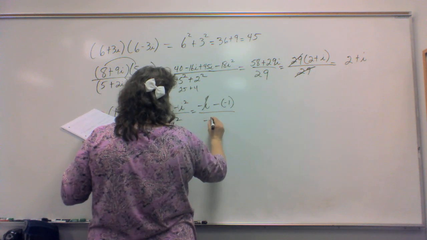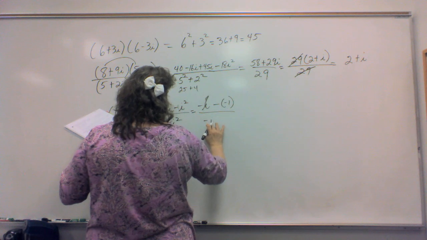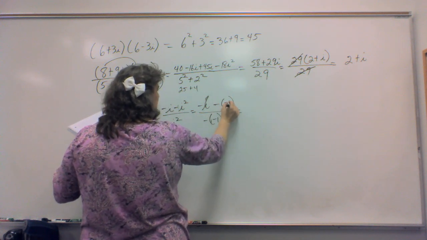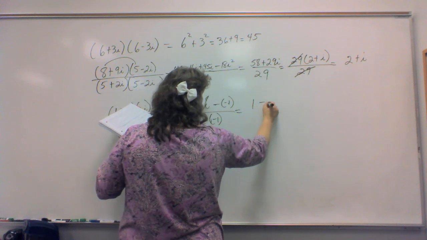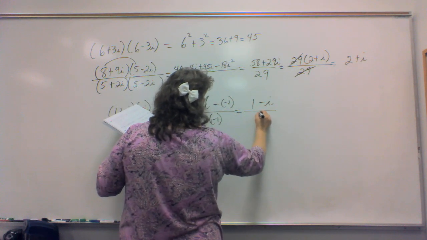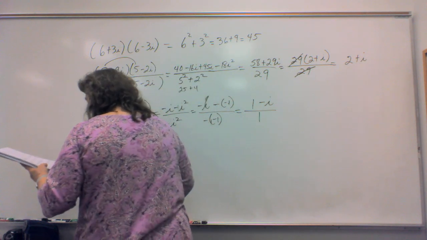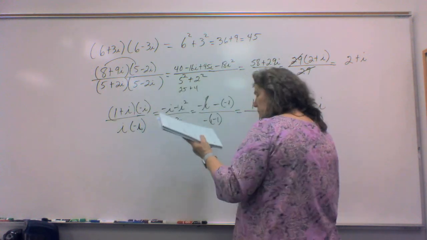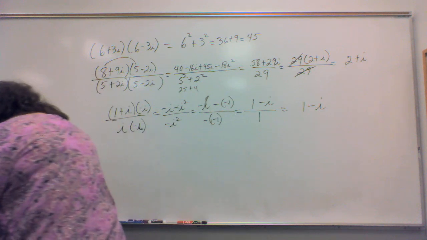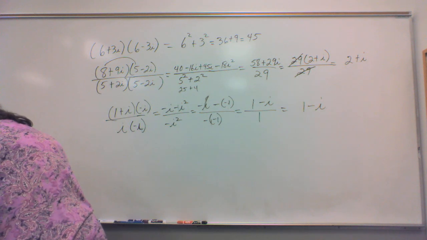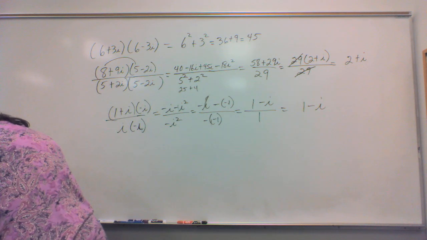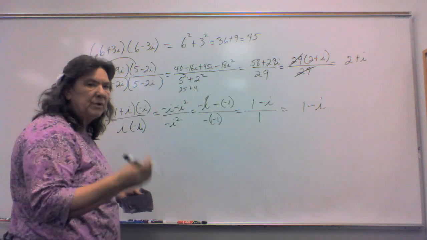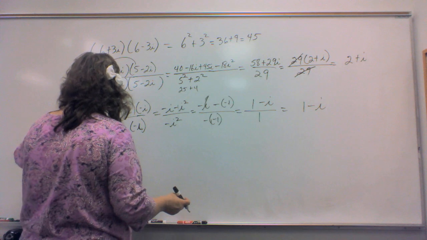Negative 1 times negative 1. So this becomes positive 1, so 1 minus i over 1, which leaves you with 1 minus i. And remember, that order is very, very important in these, okay? You have to have the real part before the imaginary part.